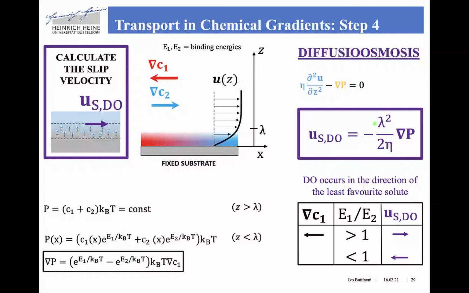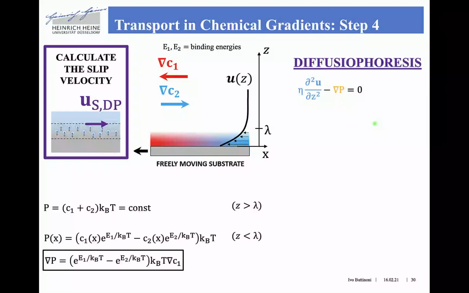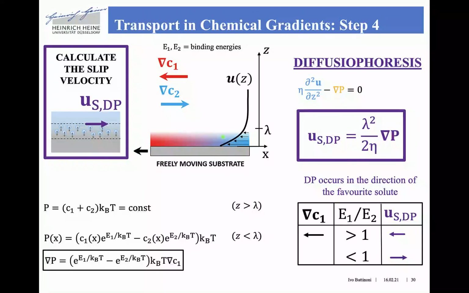The case of diffusiophoresis is identical except for the different boundary condition of fixing the fluid far away rather than fixing the substrate. So it leads to a slip velocity with the opposite sign, so that a diffusiophoretic migration occurs always in the direction of the favorite solute. And I summarize this in this table over here.